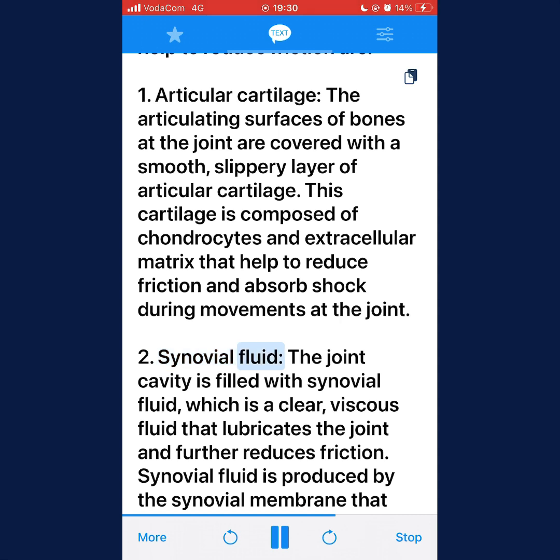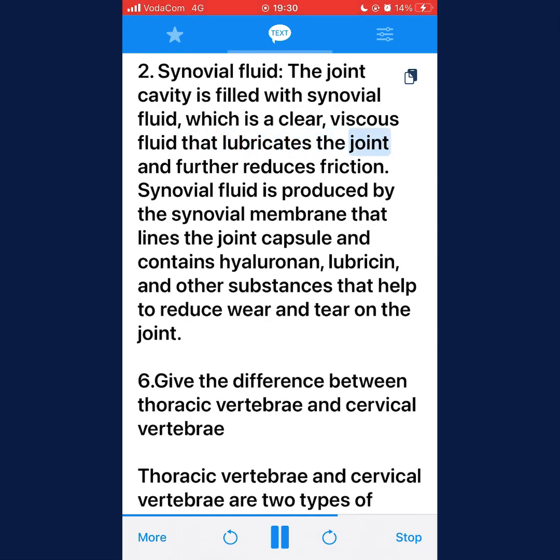The joint cavity is filled with synovial fluid, which is a clear, viscous fluid that lubricates the joint and further reduces friction. Synovial fluid is produced by the synovial membrane that lines the joint capsule and contains hyaluronan, lubricin, and other substances that help to reduce wear and tear on the joint.